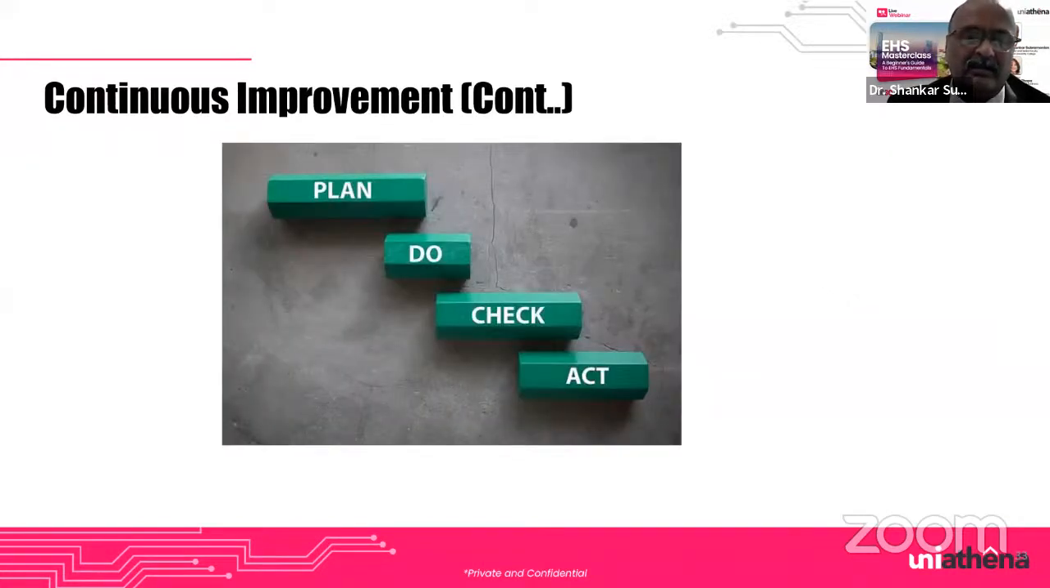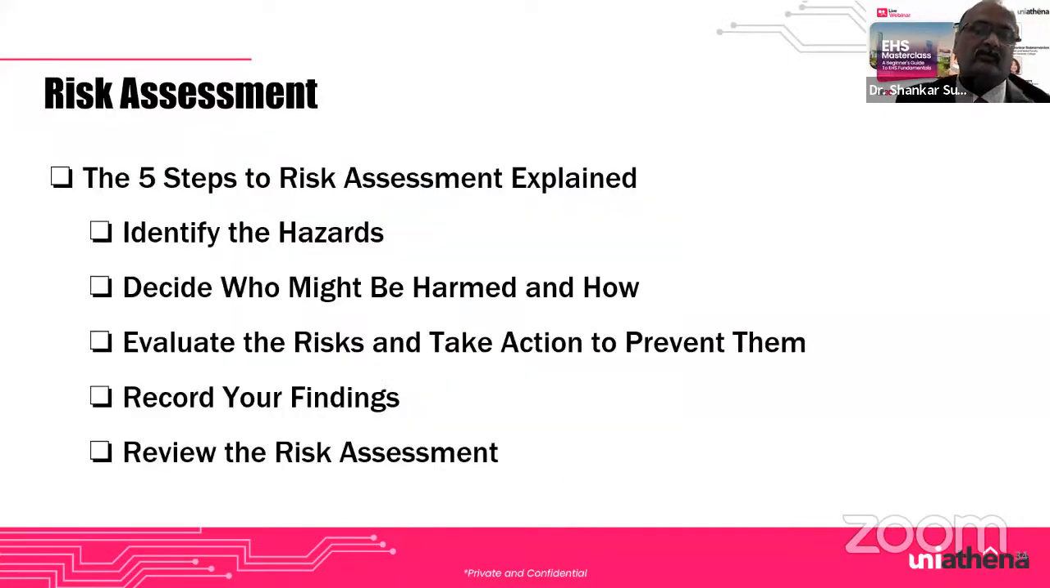I already discussed that. So what we do in continuous improvement is you plan first of all, then you do, that is implement the plan, then you check how the planning works and whether any changes need to be done, and then you act accordingly and review it. Okay.